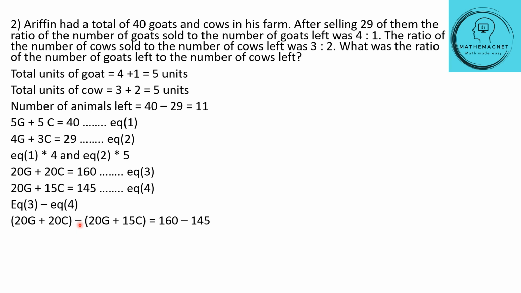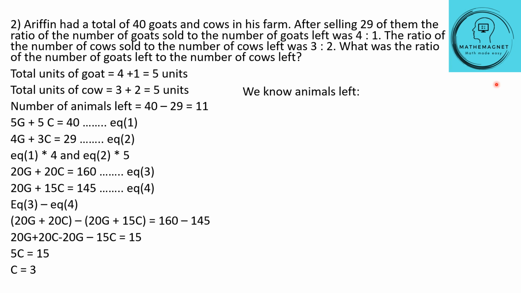Next step, we'll open these brackets and bring the minus inside. So it will become 20g plus 20c minus 20g minus 15c equal to 15. So basically 20g and minus 20g cancel out each other. 20c minus 15c will be equal to 5c. 5c equal to 15. So c equal to 3. Now we know 1 unit of cow is equal to 3.